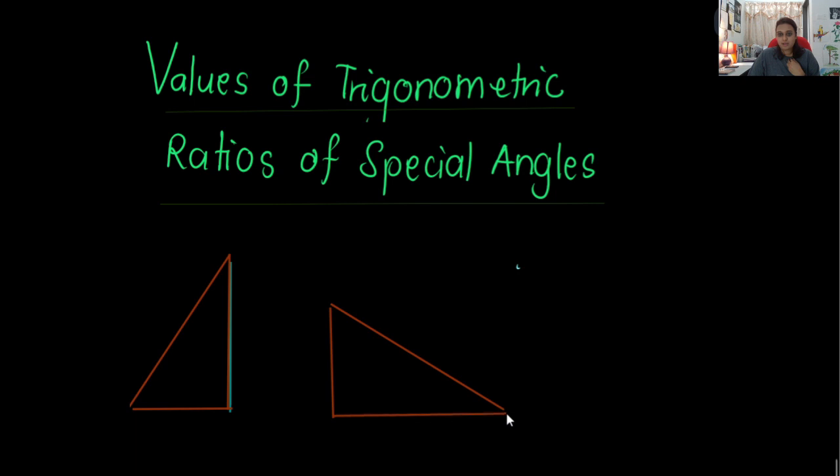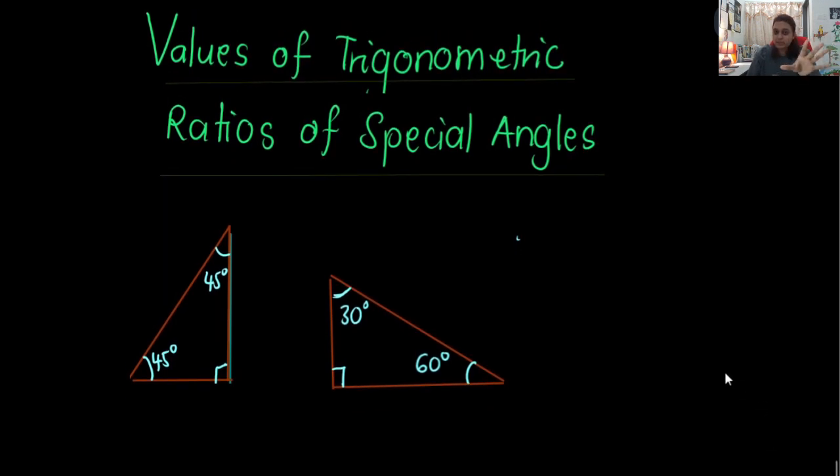Just draw. Now the first one, this is 90 degrees. In one triangle, you will have 45 degrees and 45 degrees here. The other one you will have 60 degrees, and I think 60 will be below, and here will be 30 degrees. Just these two triangles only for you to remember.